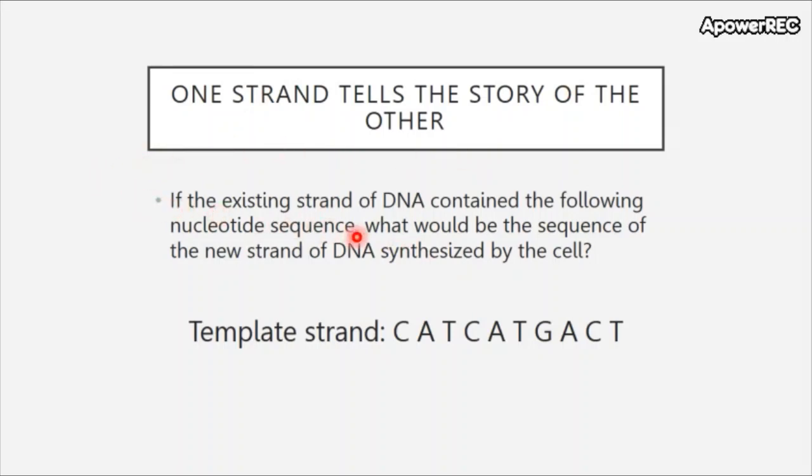If the existing strand of DNA contained the following nucleotide sequence, CAT, CAT, GACT, what would be the sequence of the new strand of DNA synthesized by the cell? Go ahead and take a moment and see if you can figure out what bases you would write for the other strand.